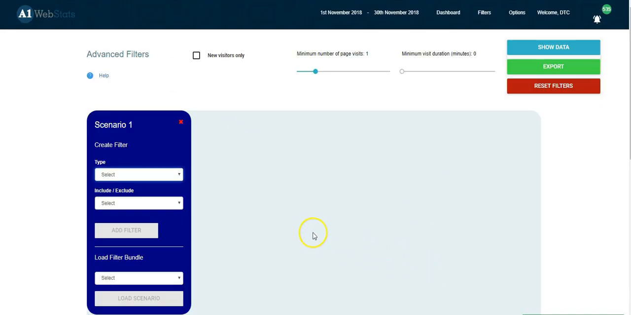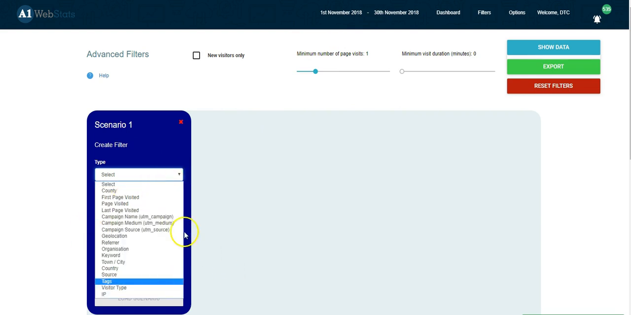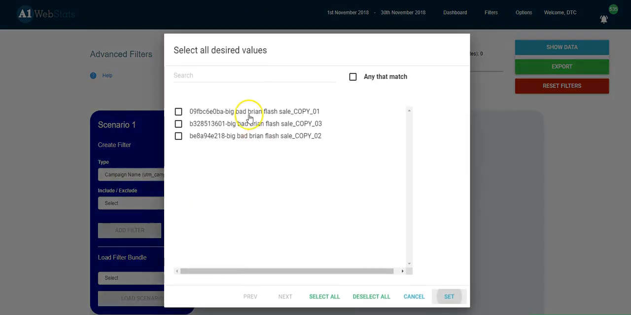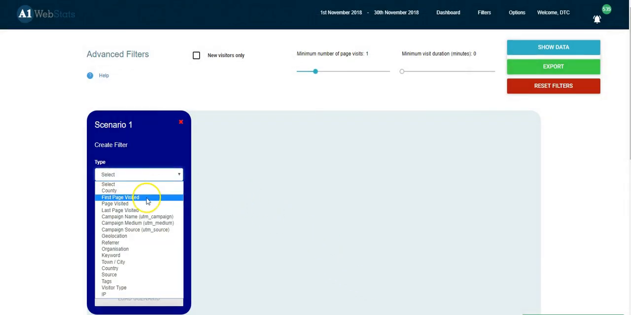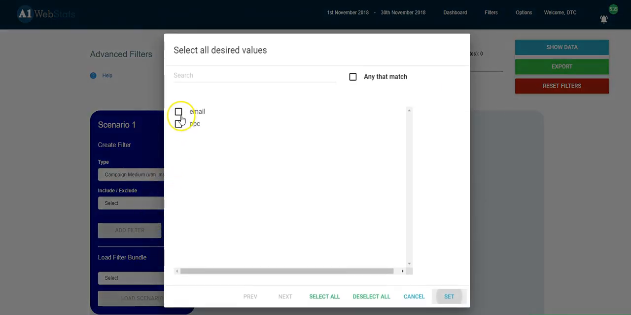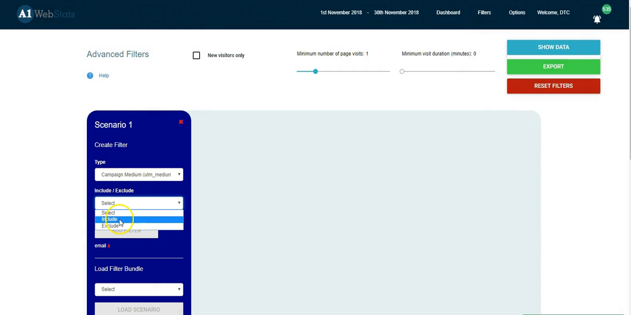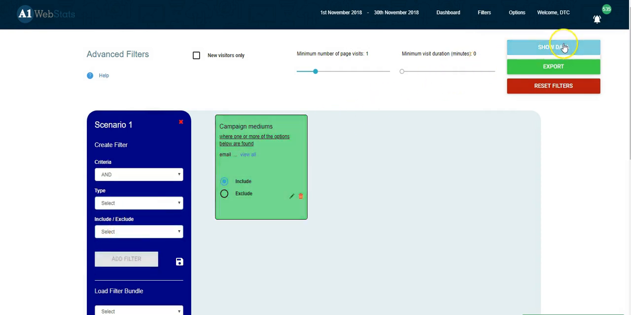So let's put that into practice. We're looking at a month here, and we could choose either individual campaigns here, email campaigns, or if we wanted to look at just those people who came in from the medium of email, we could do that by setting it, include, add the filter, and run the data.